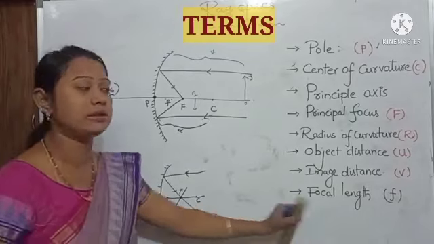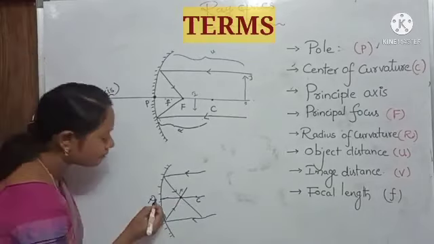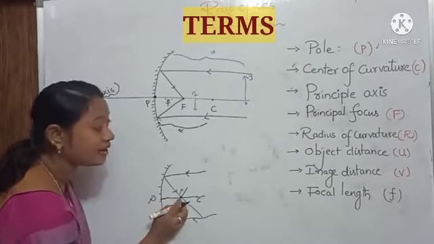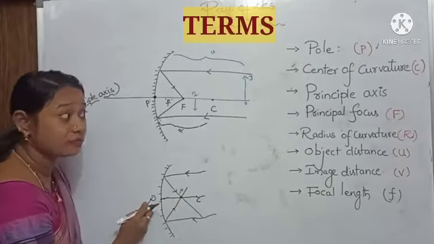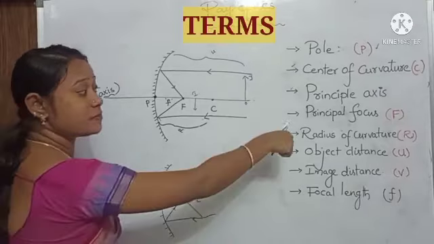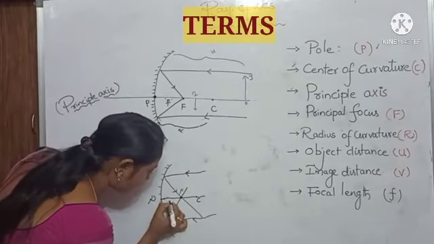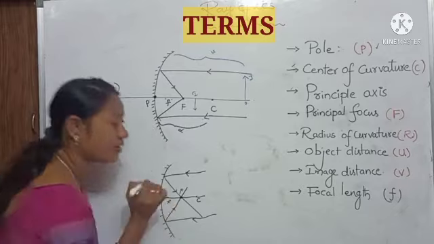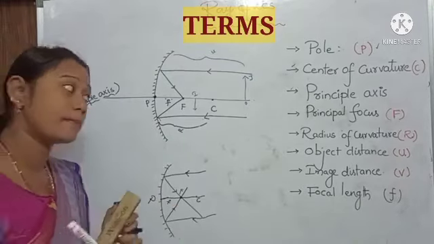Next one, focal length. Focal length is the distance between P and F, the distance between the pole and the principal focus. It is represented with the small f. That is focal length.